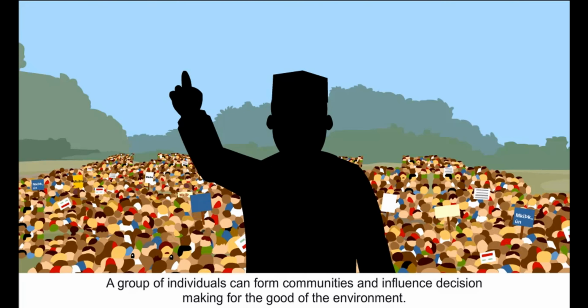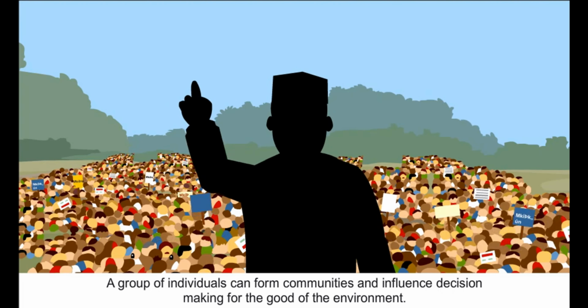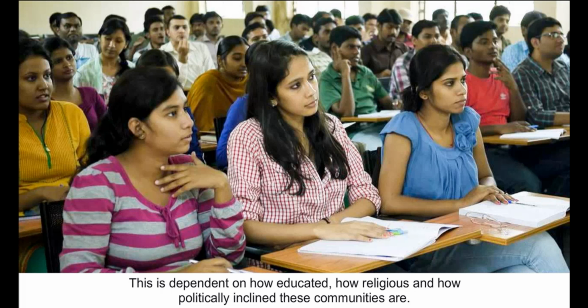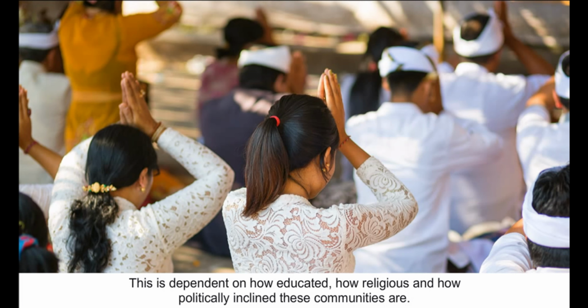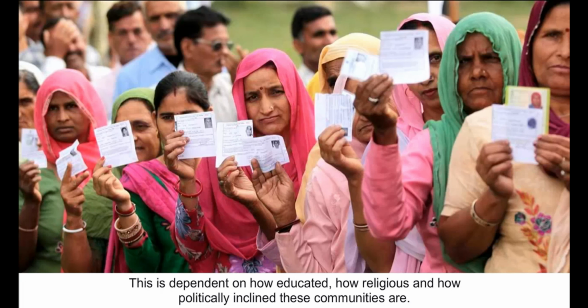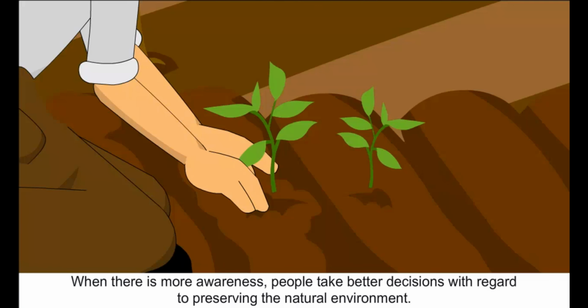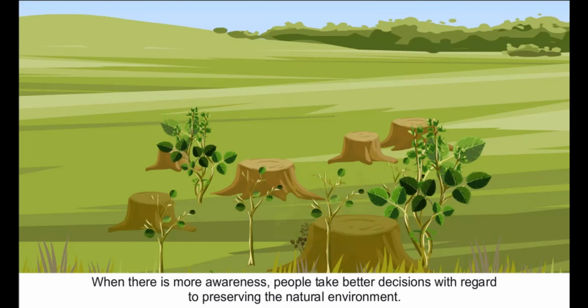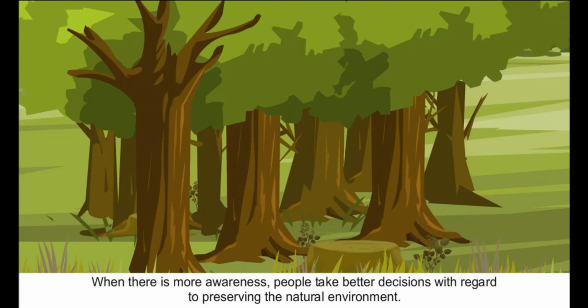A group of individuals can form communities and influence decision-making for the good of the environment. This is dependent on how educated, how religious, and how politically inclined these communities are. When there is more awareness, people take better decisions with regard to preserving the natural environment.